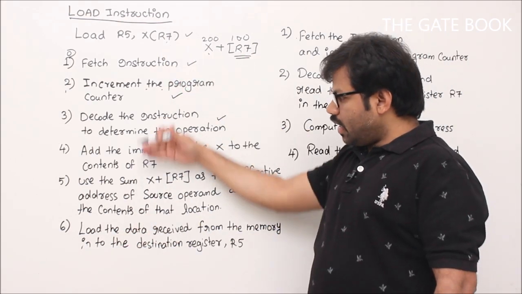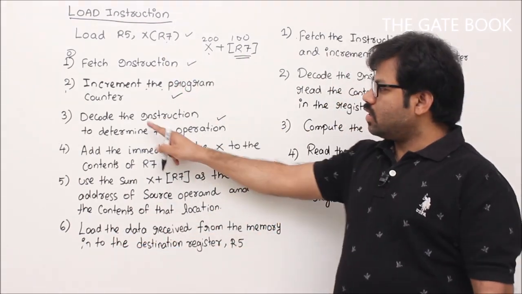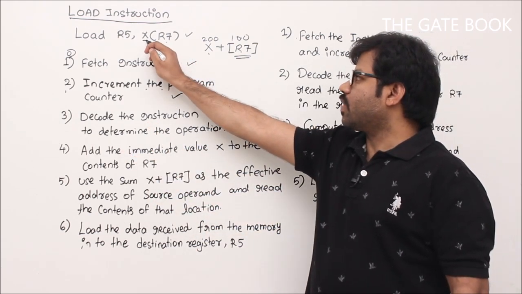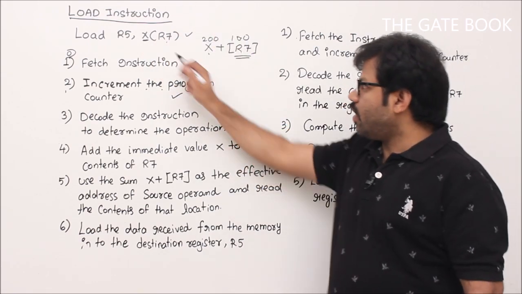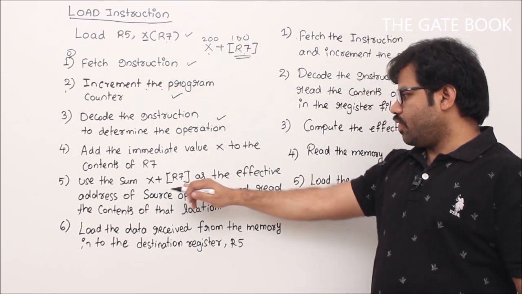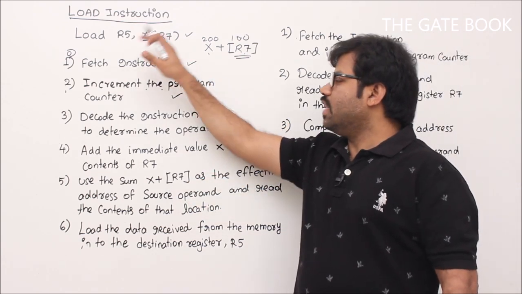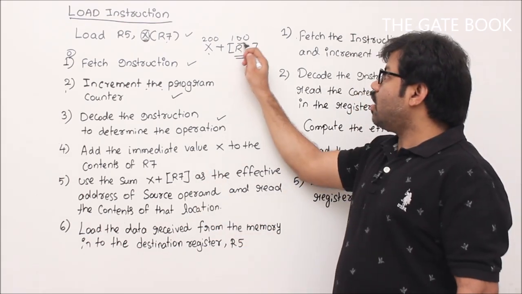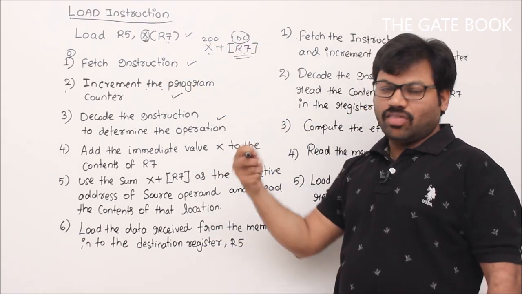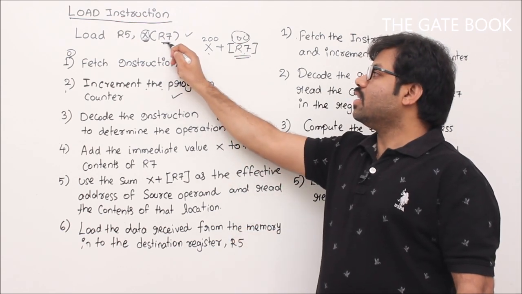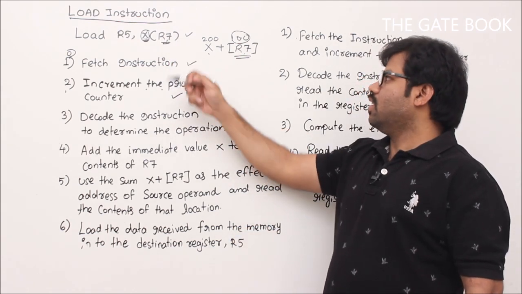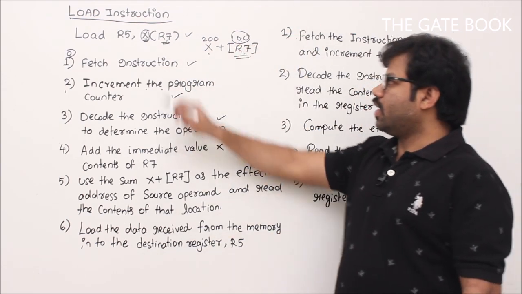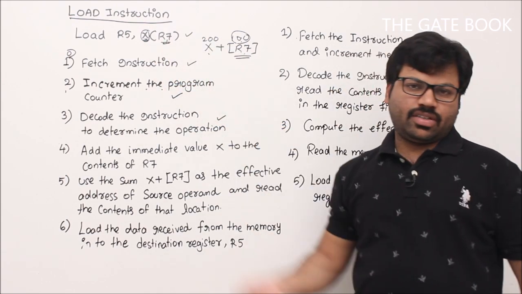So I can systematically write like this. Not a big deal, right? So third step is understood. Fourth step is add the immediate value. This is the immediate value X, correct? That immediate value we have to add to the content of R7. Why do we say immediate? Because in the instruction itself this value is represented, but 100 is not represented in the instruction. What is represented in the instruction? Register address, R7's address. Then we have to go to that address, then we will get the content. That's why I can say that X is immediate but not R7, right?